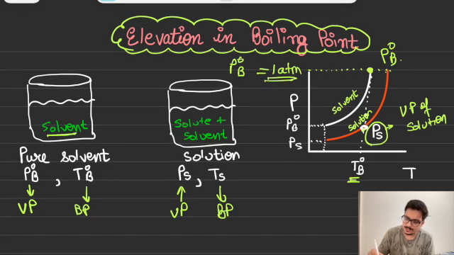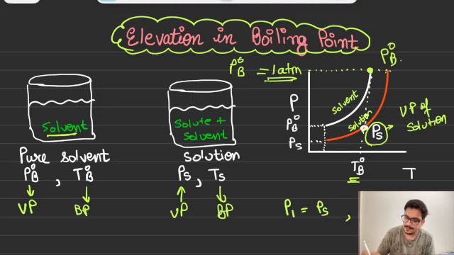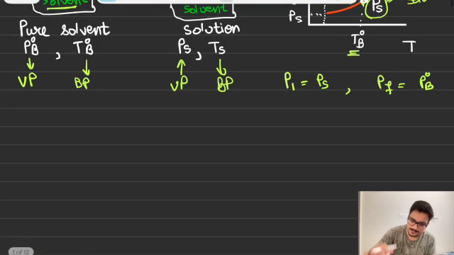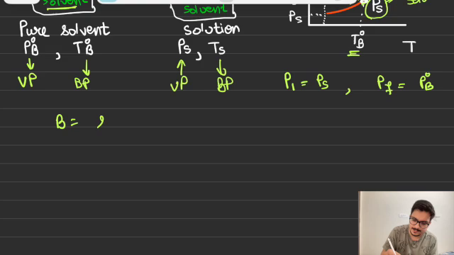It means the initial pressure, which I can write as P1, is Ps for the solution, and the final pressure to get it to boil would be P naught B. Okay, so I will denote the solvent with B and A would be the solute.